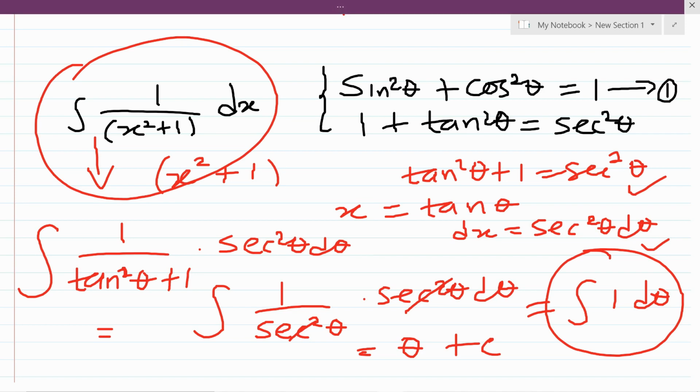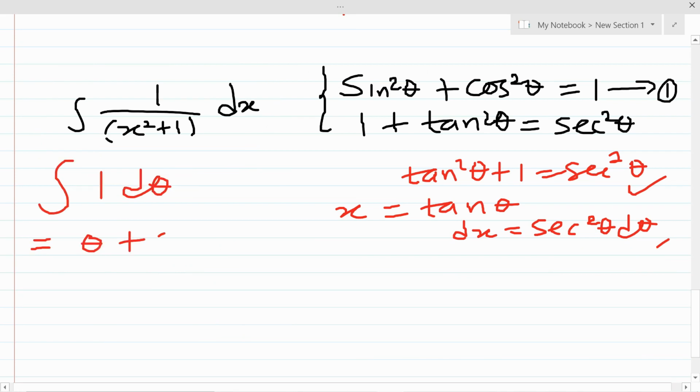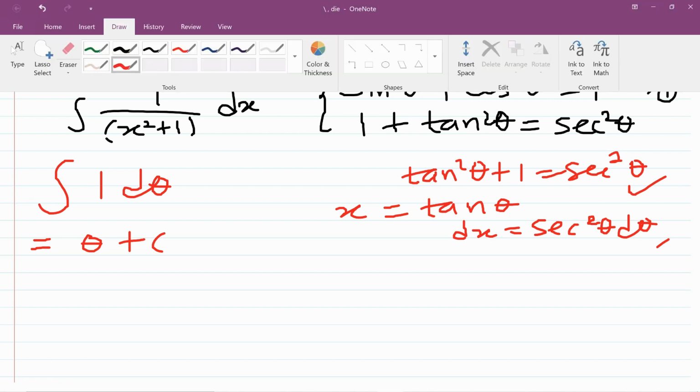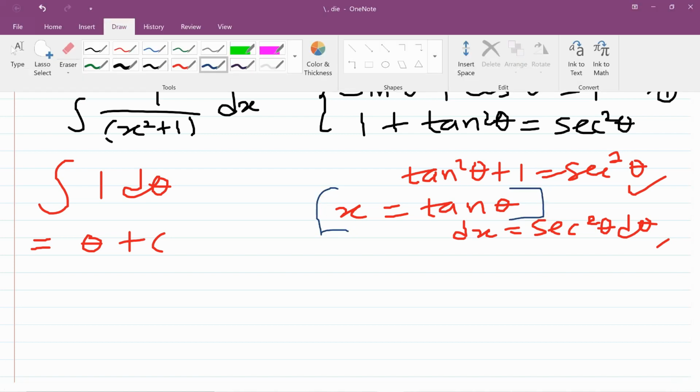Let's see why we are not done. After putting everything in, this is what we had: the integral of 1 d theta, and the integral of 1 d theta is just theta times 1 plus c. So theta plus c. Now we are saying that x equals tan theta. Let me come and write it well for you to see.